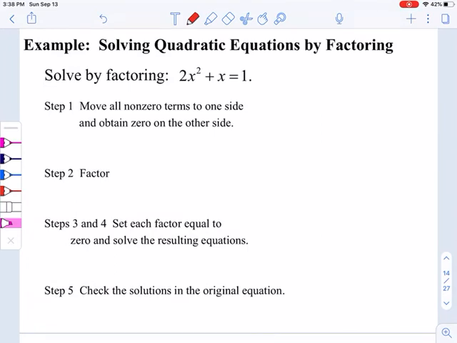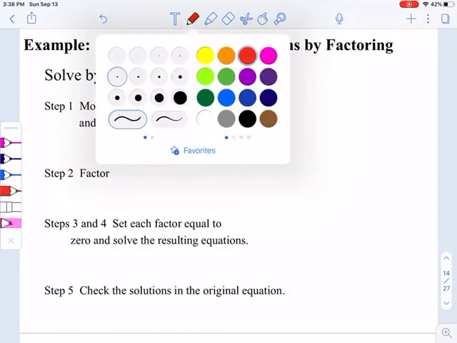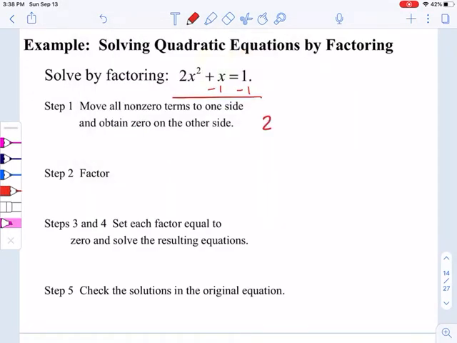We have 2x squared plus x is equal to 1, and they want us to solve by factoring. So step 1, move all non-zero terms to one side and obtain 0 on the other. Get everything together on one side of the equal sign. That means we are going to move that 1 over. That's going to end up giving us 2x squared plus x minus 1 is equal to 0.